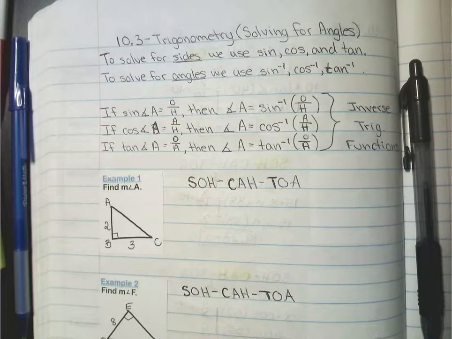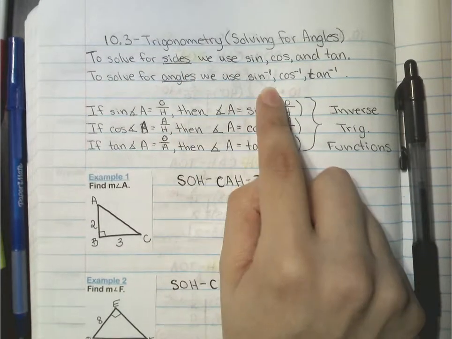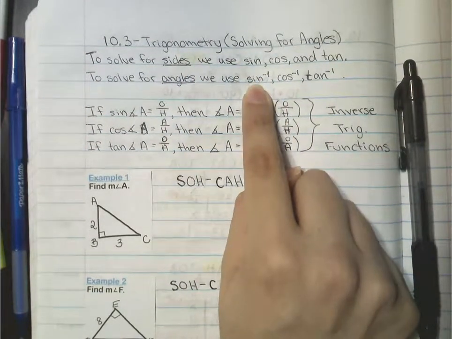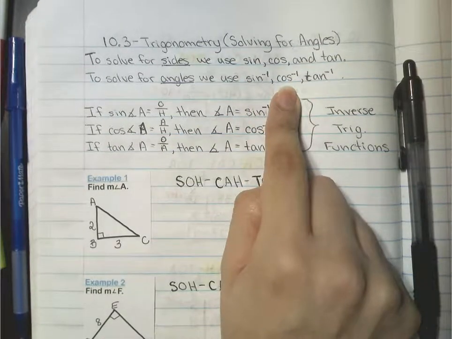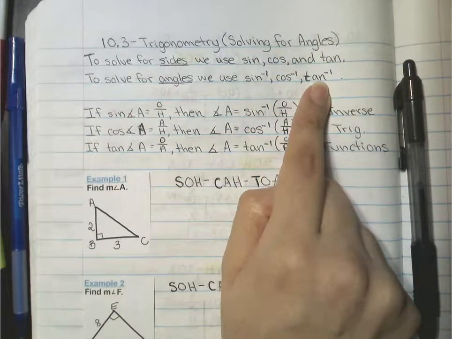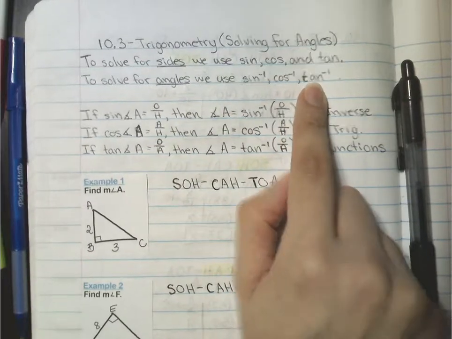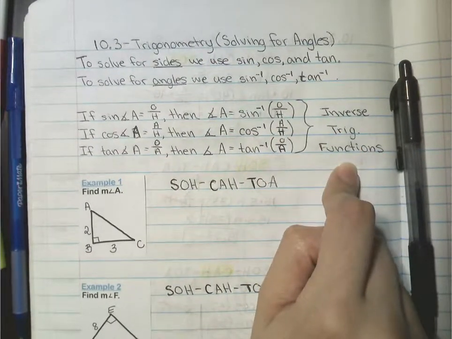Right, this section is for you guys to learn how to solve for missing angles in right triangles. Last time we were solving for missing sides, using sine, cosine, and tangent. Now we're solving for angles, so we're using the inverse of sine, inverse of cosine, and inverse of tangent. These are known as the inverse trig functions. We use them whenever we need to solve for angles.